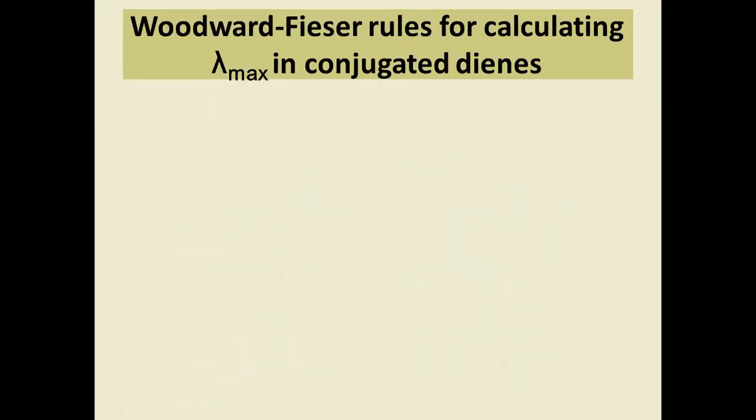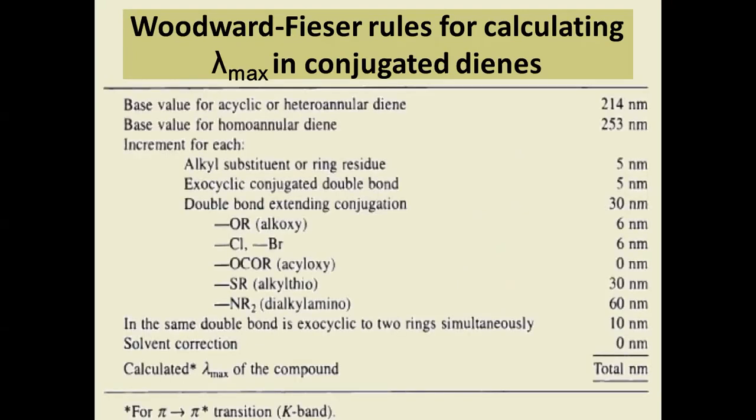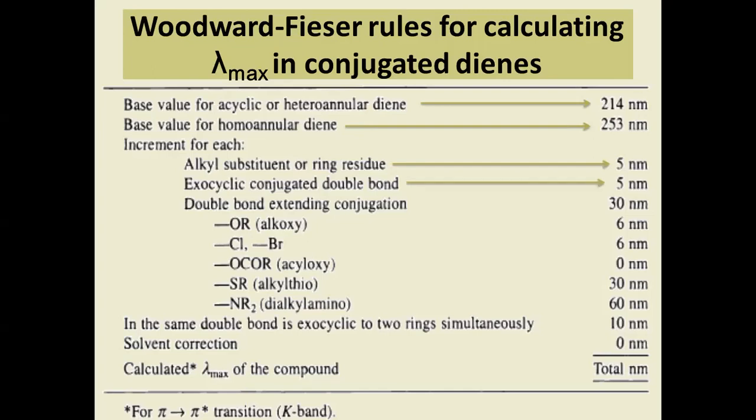Now let us see the Woodward-Fieser rules given for calculating the lambda max in the conjugated diene system. The base value for the s-cis or a heteroannular diene, that is transoid double bond, is 214 nanometer, and the base value for the cisoid or the homoannular diene is 253 nanometer. We have to add an increment for alkyl substituent or a ring residue, 5 nanometer, and for exocyclic conjugated double bond we have to add 5 nanometer.